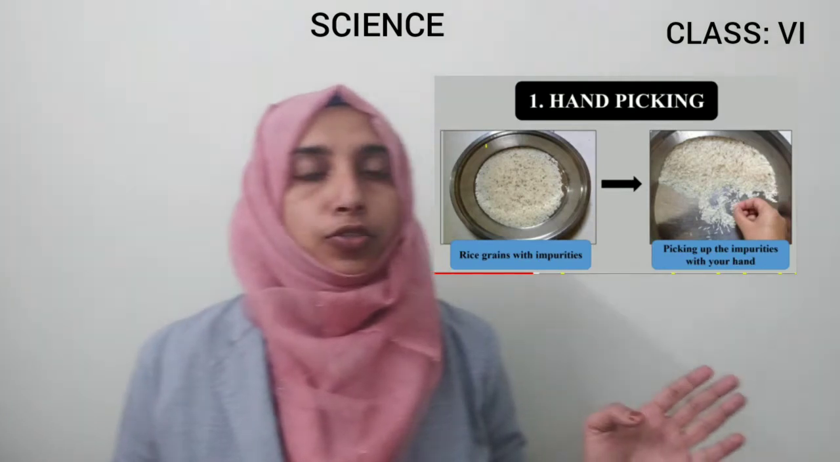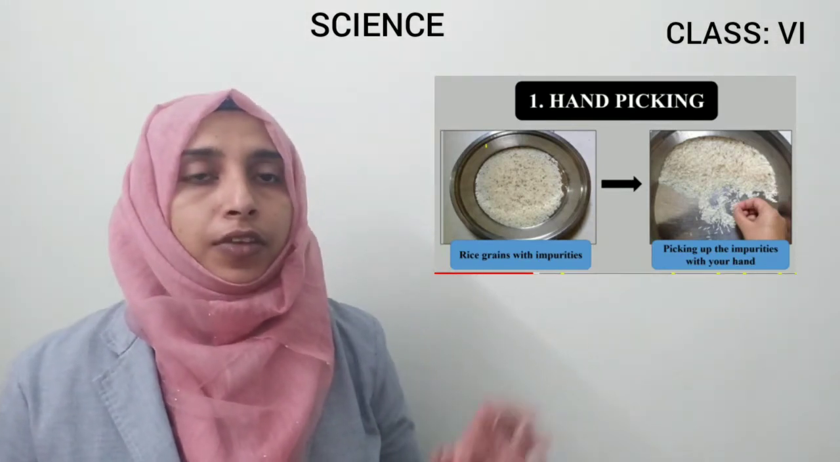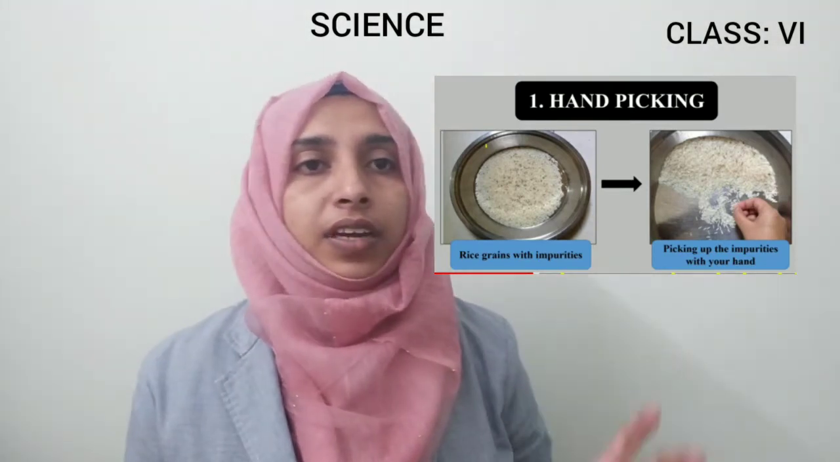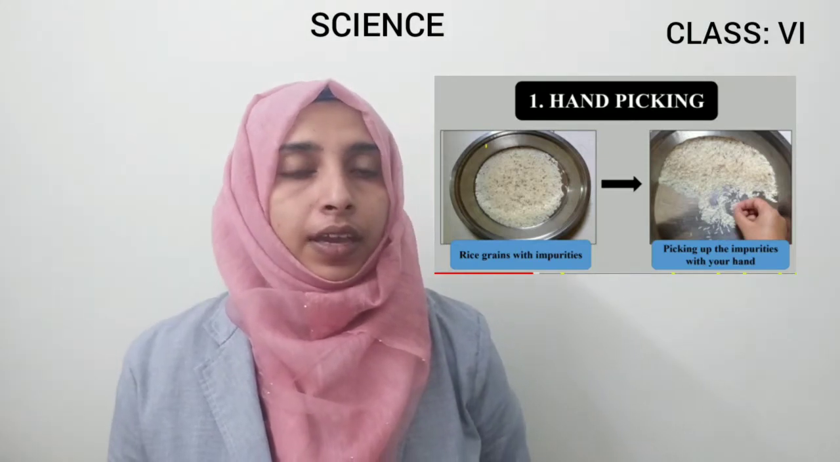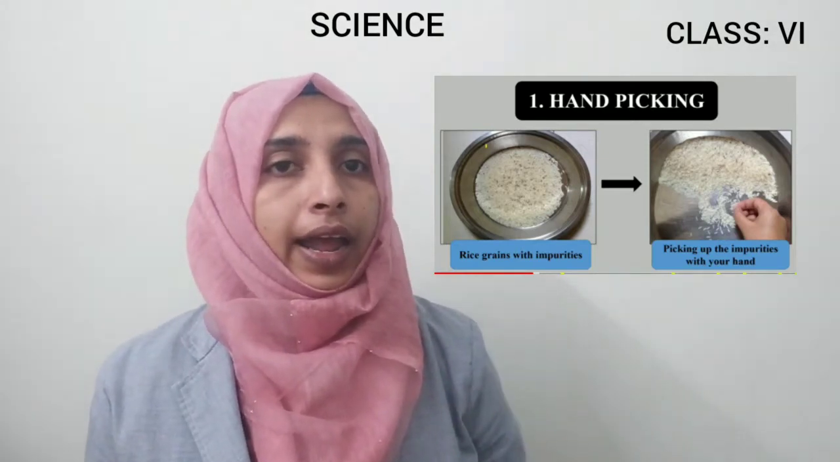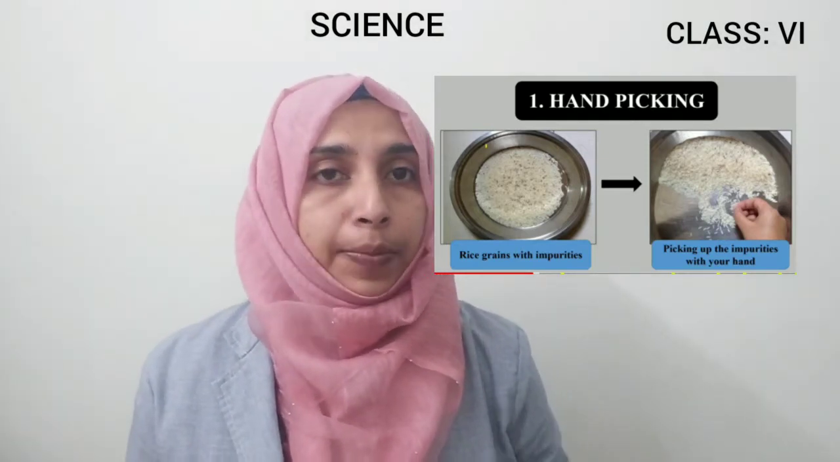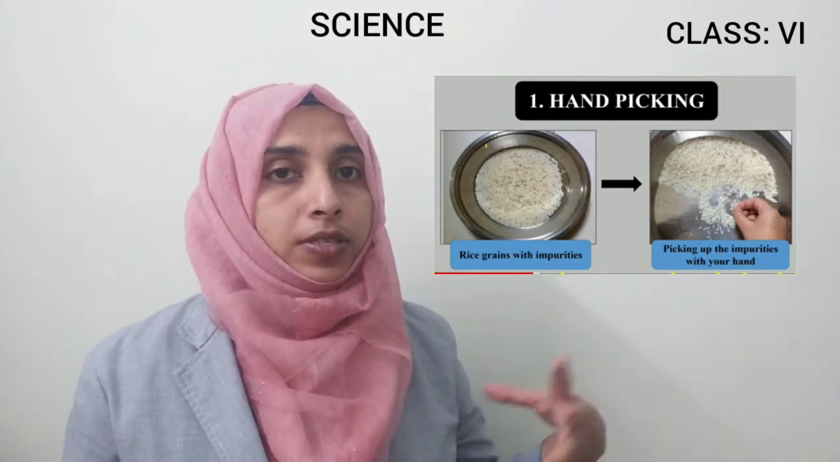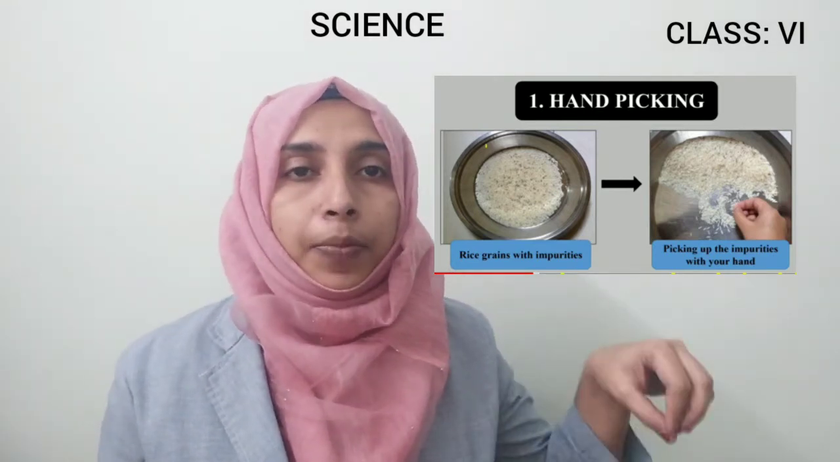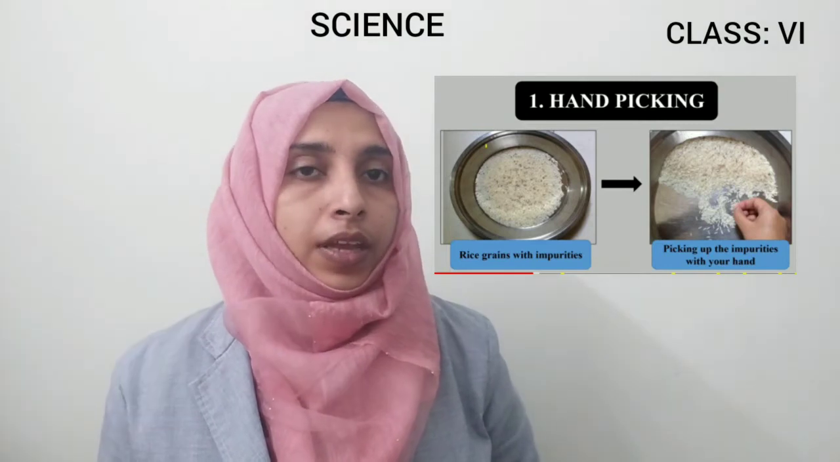Here you can see two images. The first one is grains which contain some impurities. Second one, using our hands to separate these impurities. So that process, picking the impurities, is called hand picking. To remove or separate a substance using our hands is called hand picking.